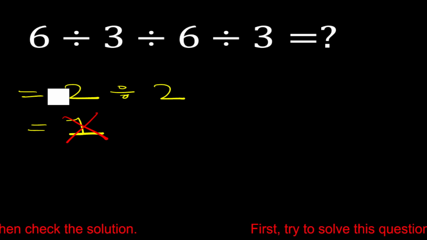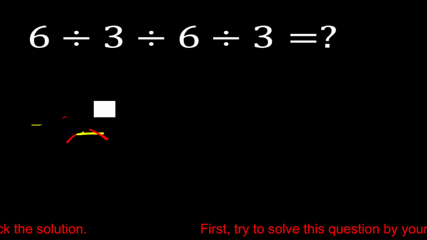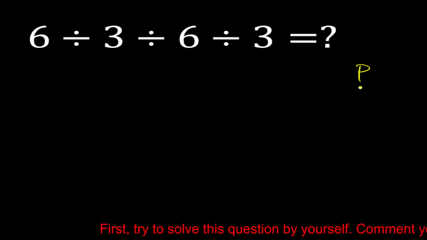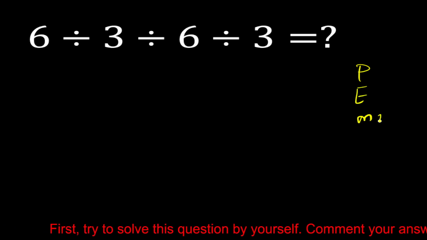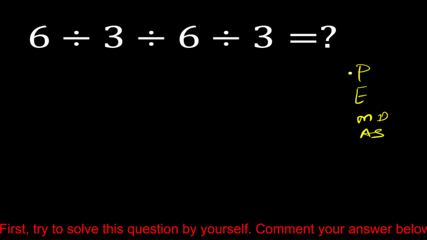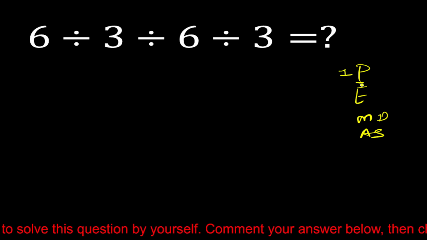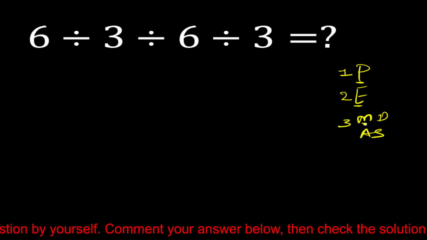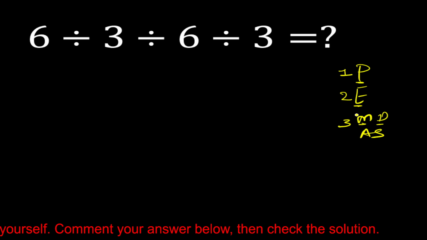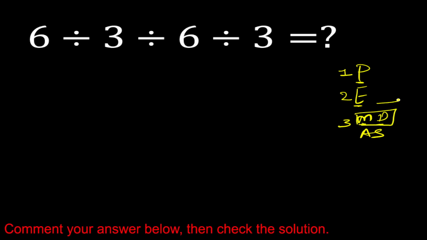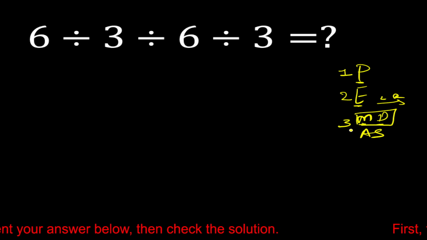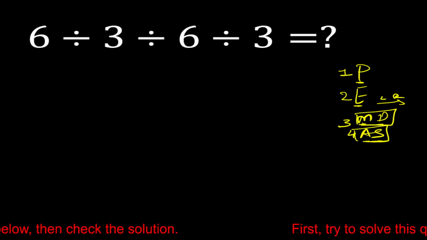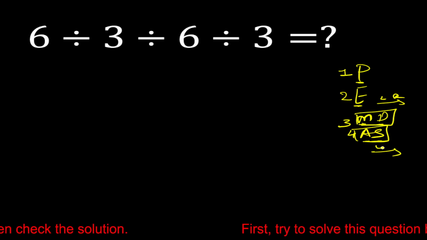Now let's solve this problem correctly by using the PEMDAS rule. According to the PEMDAS rule, first priority is parenthesis, second priority is exponents, third priority is multiplication and division. Here multiplication and division both have equal priority, so we have to solve it from left to right. Fourth and last priority is addition and subtraction. Also addition and subtraction both have equal priority, so we have to solve it from left to right.